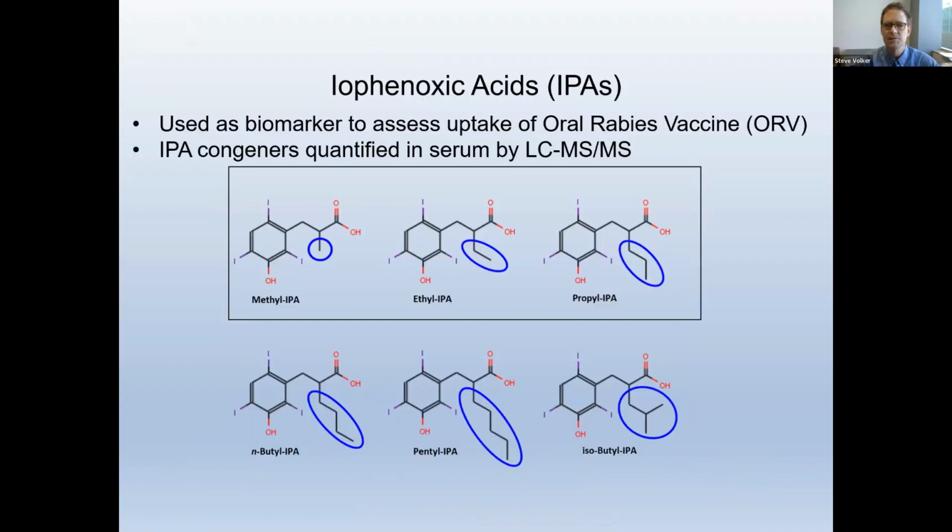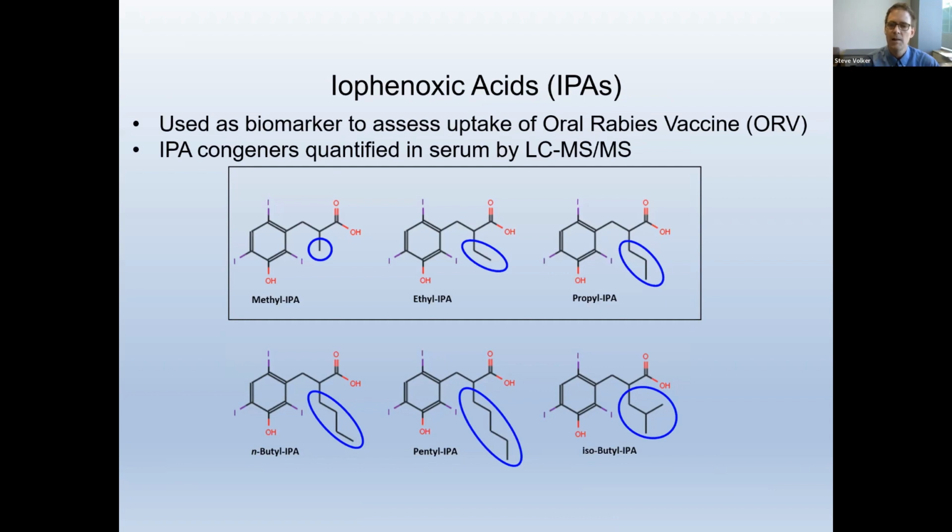So iophenoxic acids are a white crystalline powder, and they have multiple congeners, typically identified by their functional groups: either methyl, ethyl, propyl, butyl, isobutyl, and pentyl IPA. Now, this marker has been used for decades, largely to verify bait consumption in a variety of species. The challenge in the past was that, in order to measure bait consumption, blood iodine levels were used to determine whether that consumption had taken place or not.